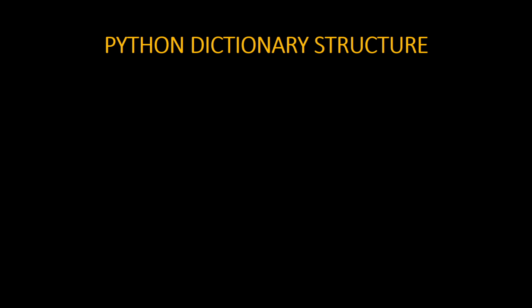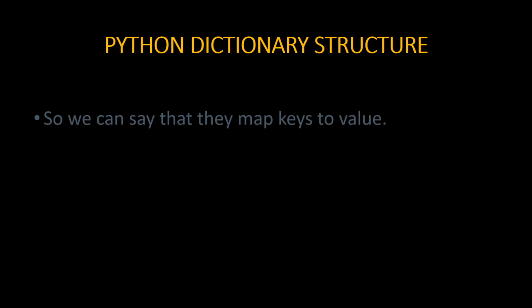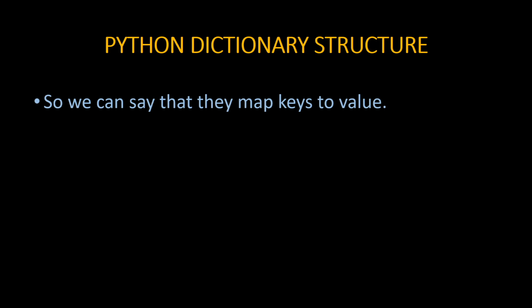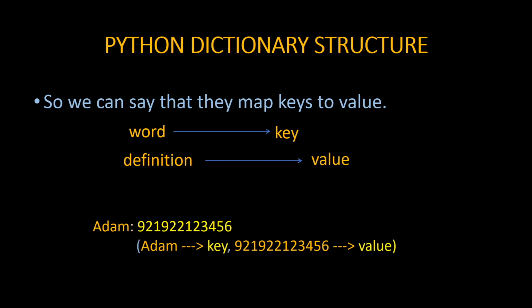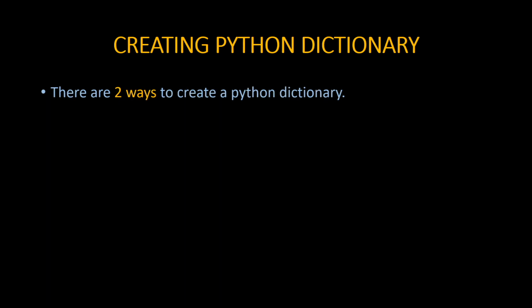But in the Python programming language, a dictionary is nothing but the mapping from a key to a value. Okay, so we can say that they map key-value pairs. That means the word is a key and the definition is a value. So let's take our previous example. Adam is a key and the phone number is a value. So let's go further and talk about creating a Python dictionary.